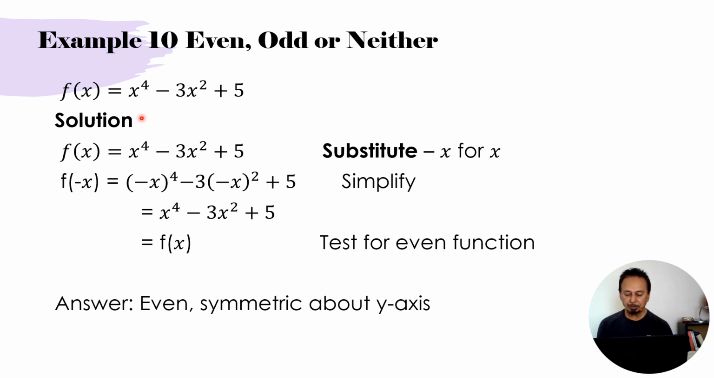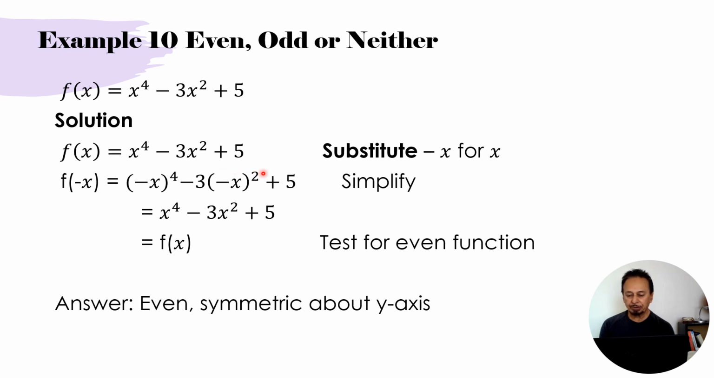So here is an example. f of x equals x to the 4 minus 3x squared plus 5. We want to know if it's even, odd, or neither. So as we said earlier, we substitute x equal to negative x. So f of x becomes f of negative x. Wherever there is an x, you put negative x. Did you see I put parentheses? So make sure you put parentheses.